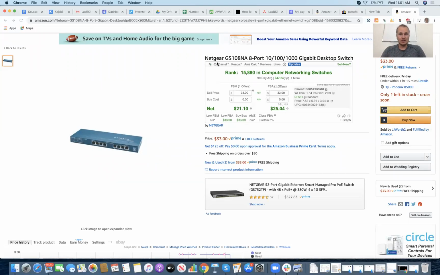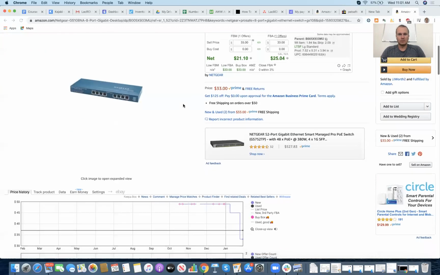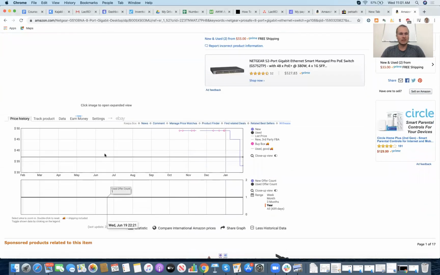So this Netgear, I just picked a random product. If I look at the Keepa graph, look at this Keepa graph. There's only one seller and one product inside of it, and it's just a straight line. That is not good. That means this guy has not moved the price up or down. It means he hasn't sold any of them. When you see a straight line, you should stay away from it at all costs, right? That's not good to see at all.